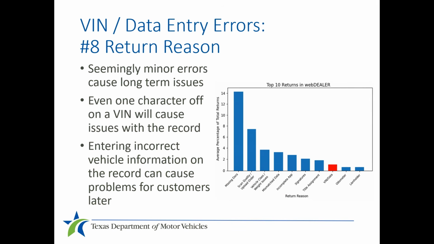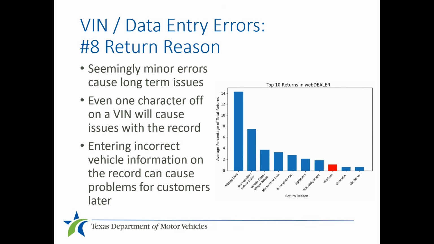VIN and data entry errors is our 8th return category. These are different from mismatched document errors because the issue comes directly from entering incorrect information into webDEALER or onto the 130U. Although webDEALER includes a VIN decoder to help reduce mistakes, these errors are still happening frequently. Counties must verify that all information entered matches the vehicle being processed.